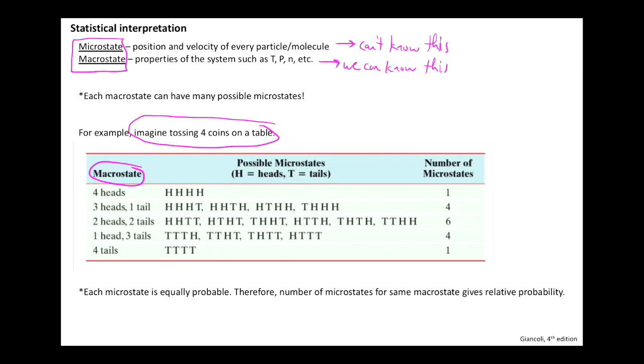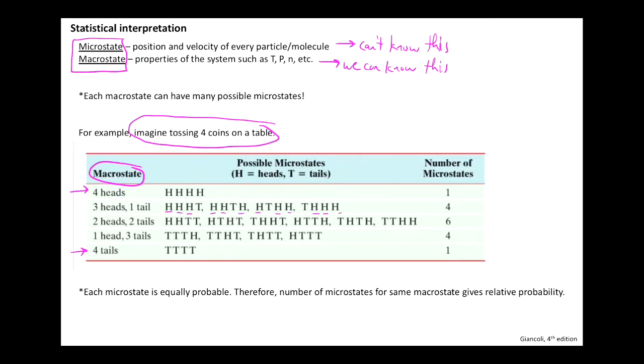So you can see that for 4 heads or 4 tails, there's only one possible microstate that corresponds to the macrostate of all heads or all tails, right? There's only one option there. But as I start to mix them a little bit, for instance, 3 heads and 1 tail, we could have these 3 as heads, or we could change which 3 are heads and get 4 different possible states. Good so far? You see what's happening there.